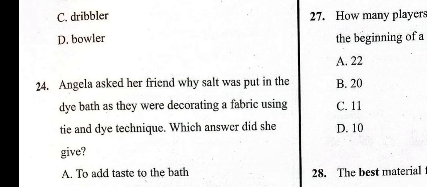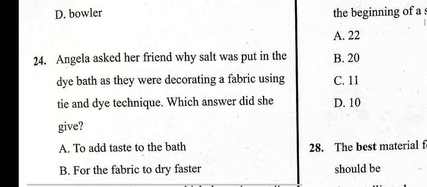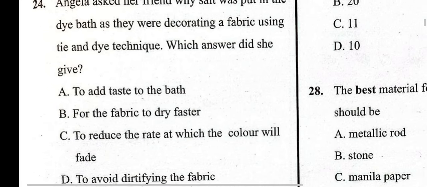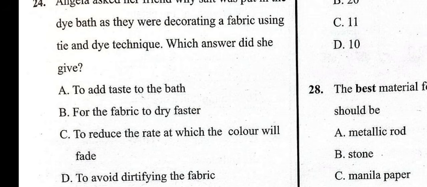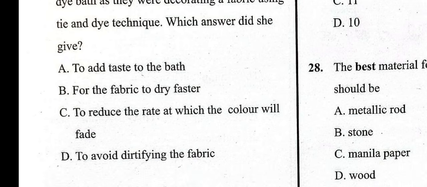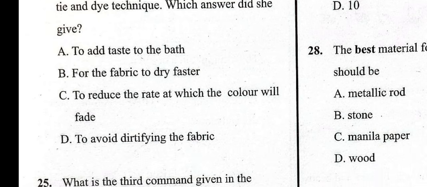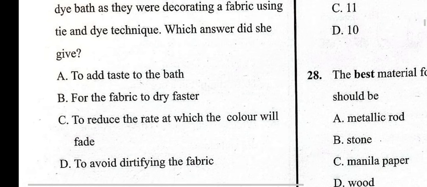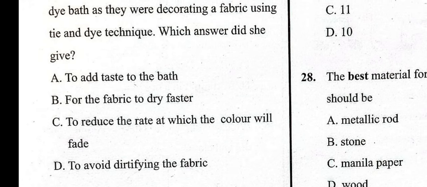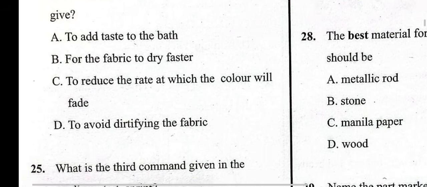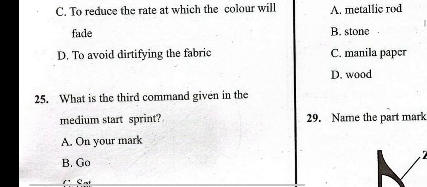Angela asked her friend why salt was put in the dye bath after they were decorating a fabric using the tie and dye technique. The answer that Angela gave was to help the fabric dry faster, or to reduce the rate at which the color will fade. Yes, that is the correct answer. So salt helps to reduce the rate at which the color fades out, which is C.